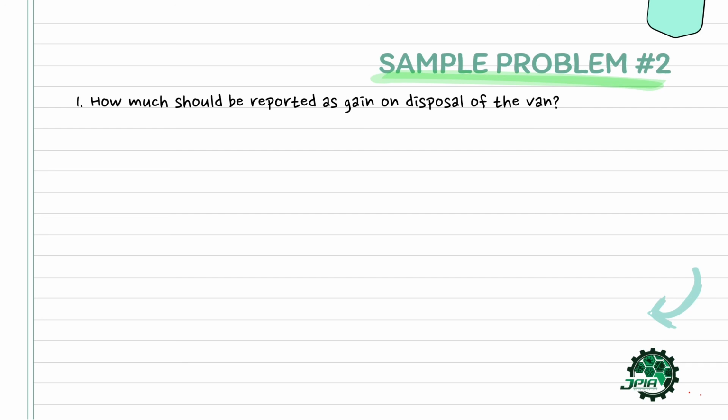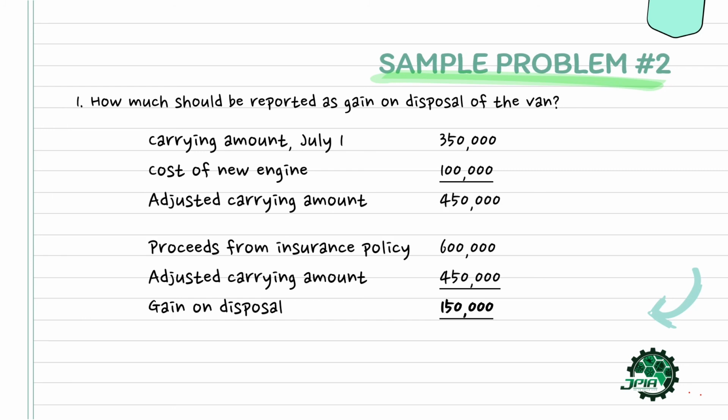Okay, para makuha natin ang ating gain on disposal of the van, kailangan muna nating makuha ang carrying amount ng van na yon. So para makuha, ang current carrying amount niya as of July 1 sa problem is 350,000 pesos. Ngayon, since nagkaroon ng aksidente, nagkaroon ng repair sa van na yon. Ngayon, the cost of the new engine daw is 100,000 pesos. So the new engine is installed in the van. So i-include natin siya sa carrying amount ng van.